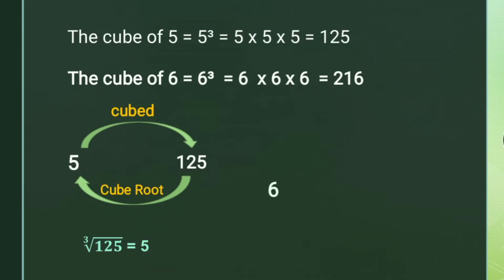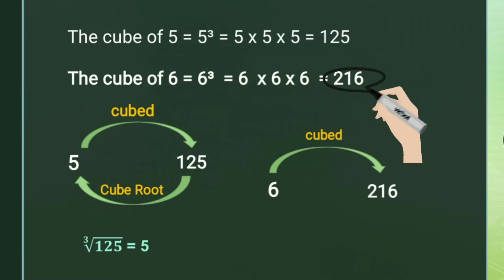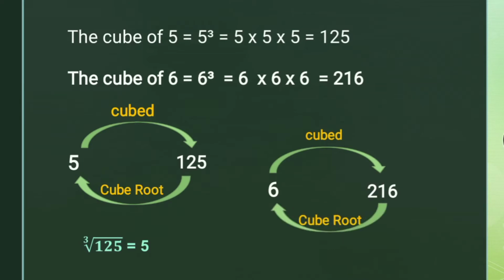Similarly, when 6 is cubed, we have got 216. 6 cube means 6 into 6 into 6 is equal to 216. So, we have got 216 from this 6. When 6 is getting multiplied 3 times by itself, we have got 216. It means that the cube root of 216 is 6.